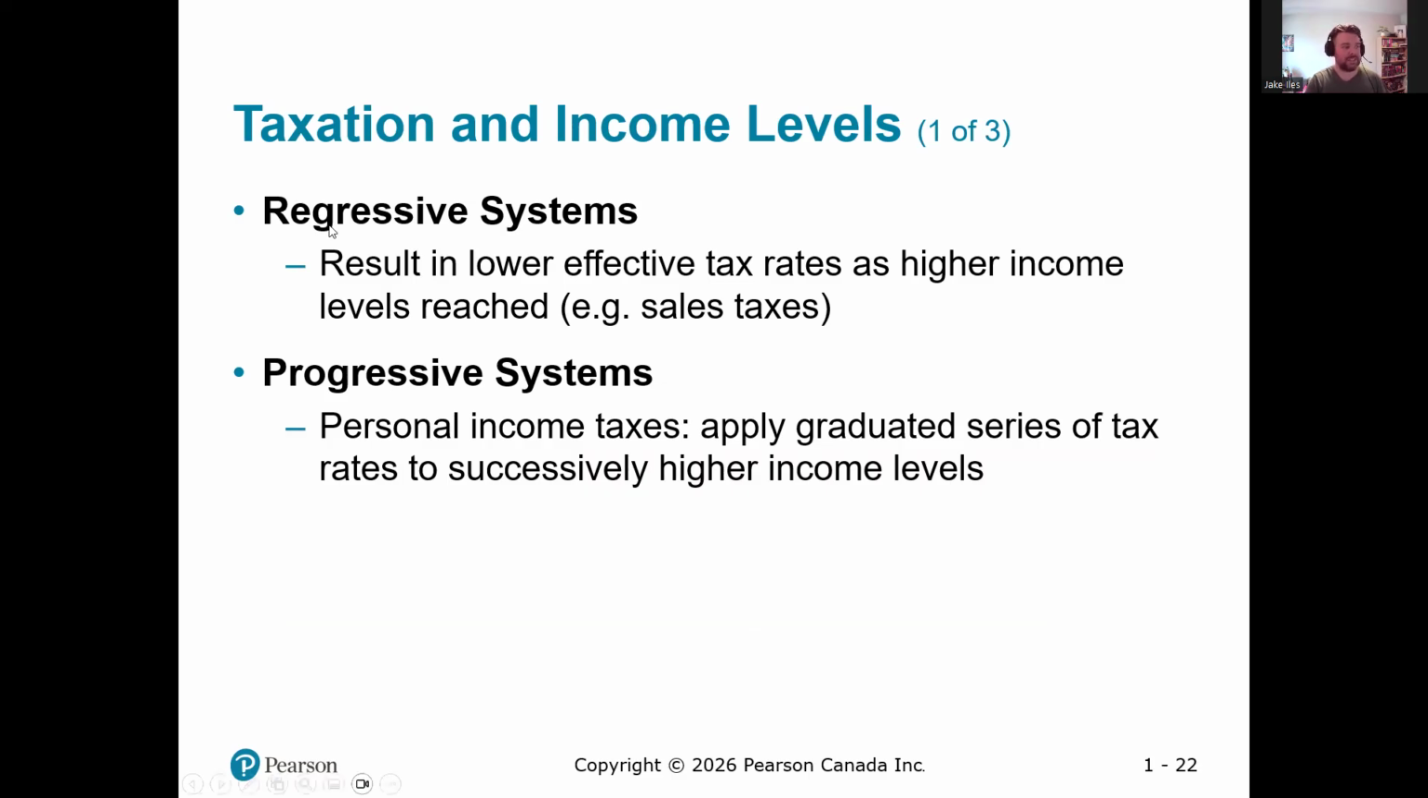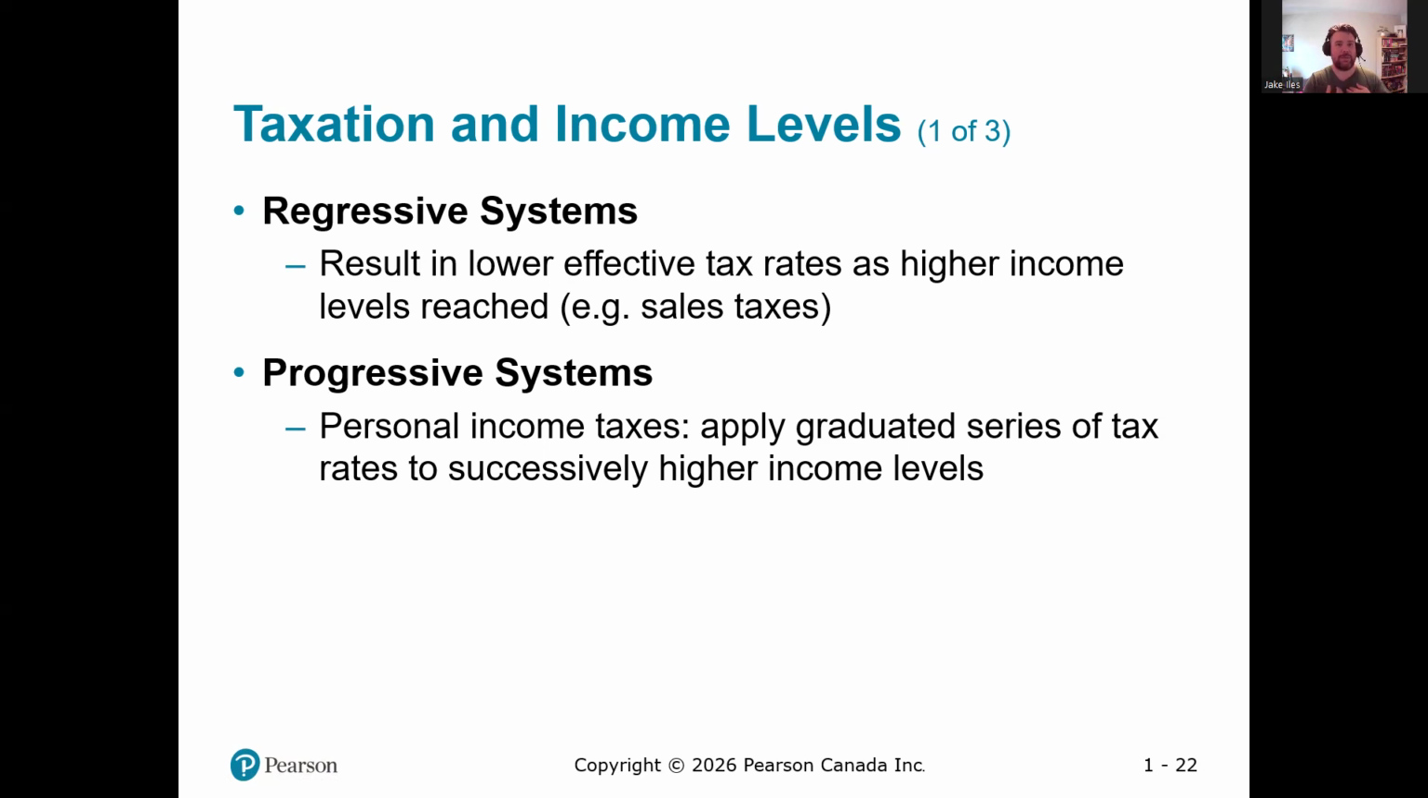A regressive system is the opposite of that. The lower your income, the larger portion of your income is being taxed. So sales taxes are a classic example of a regressive tax system because they affect lower income individuals more than a higher income individual. What do I mean by this?